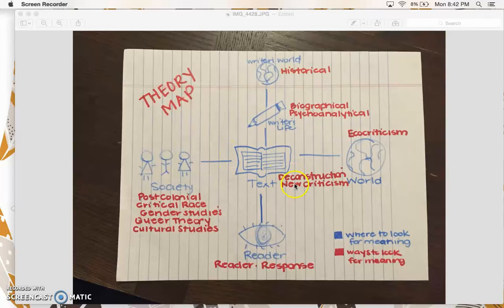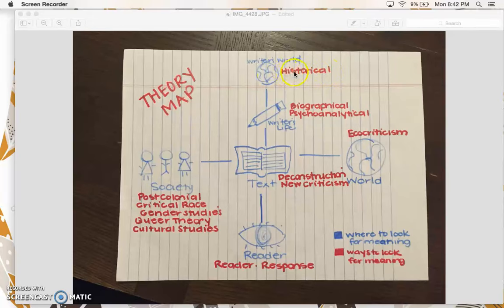Theorists from these two schools of thought would say that the text itself is an artifact worthy of study and that we don't need any additional or outside information in order to understand the text well. If we're using the text to talk about the author, we can focus on the author's life or the author's world. If we're focusing on the author's world, then we would be using a historical criticism.